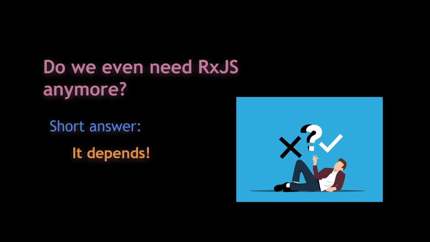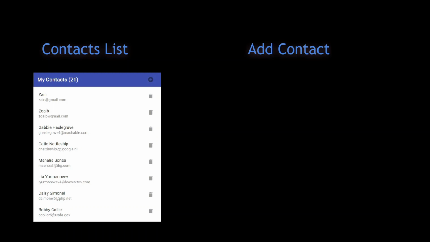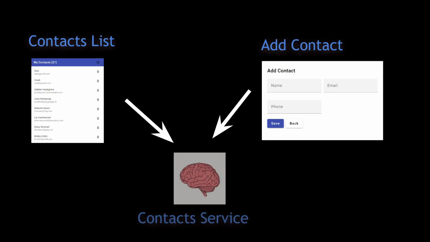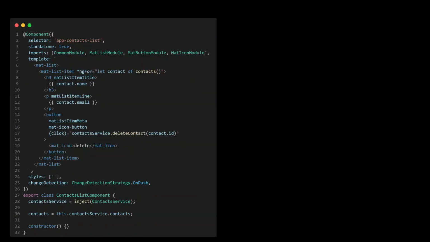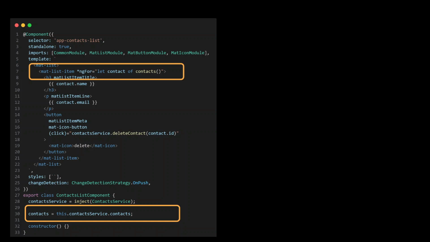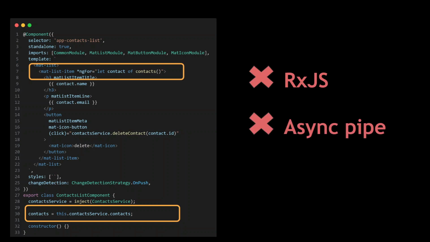Let me first give you a quick rundown of my app. So my app has basically two components, the contacts list and the add contact form. Then I have the contact service, which basically encapsulates all of the data operations for the app. So at the component level, I've exclusively used signals to show data in the template, and then the service basically just updates the signal for different operations. So at the component level, we are not using RxJS at all. There's no async pipe. There's no observable because we don't need it anymore.